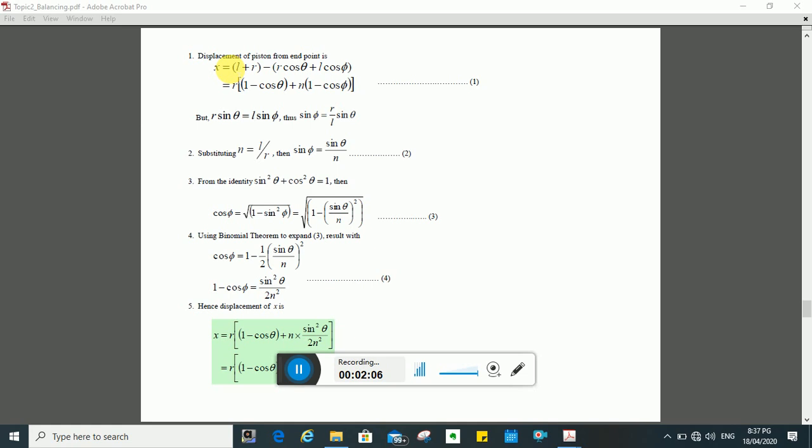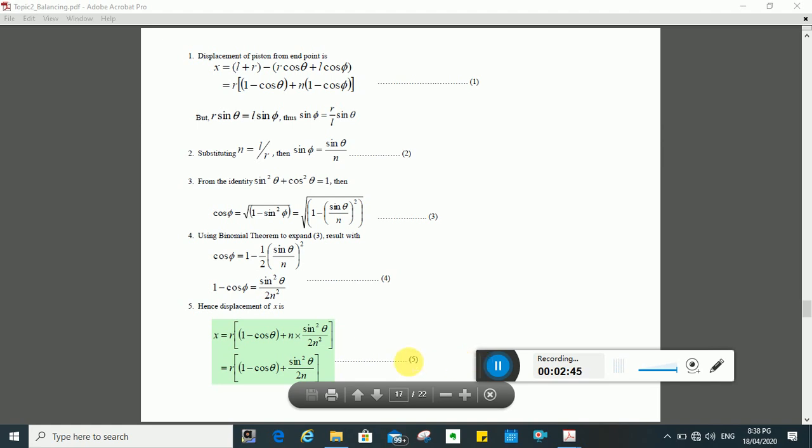First thing is to find the displacement of the piston from the end point: X equals L plus R minus R cos theta plus L cos beta, where L plus R is the farthest distance that piston B can achieve, minus the summation of the X components for R and for L. The last equation, at equation number 5, is X equals R times 1 minus cos theta plus sin squared theta divided by 2n, where n equals L divided by R.